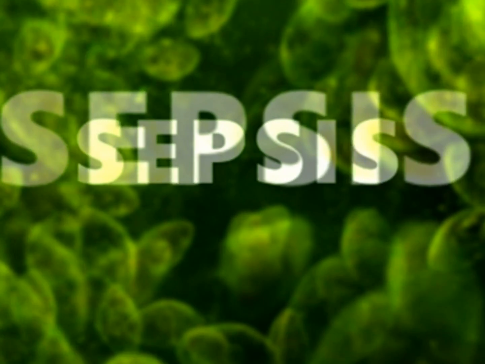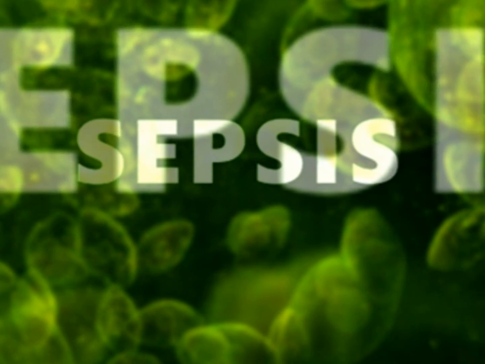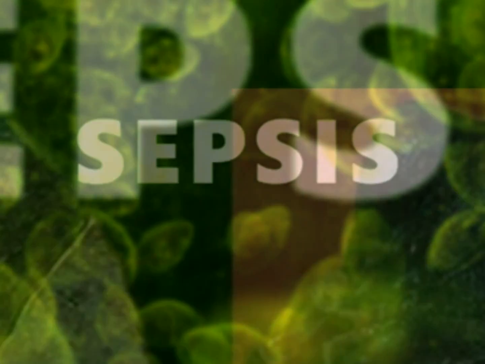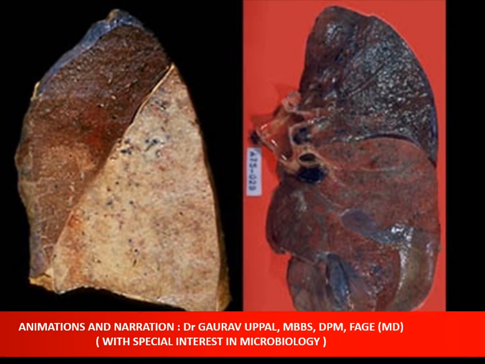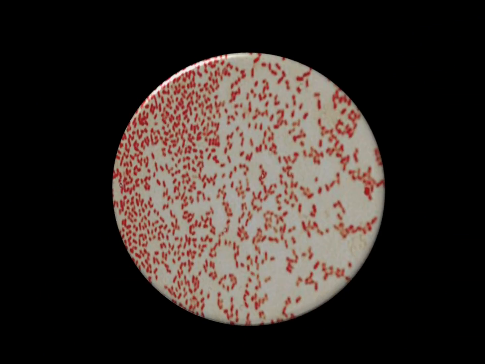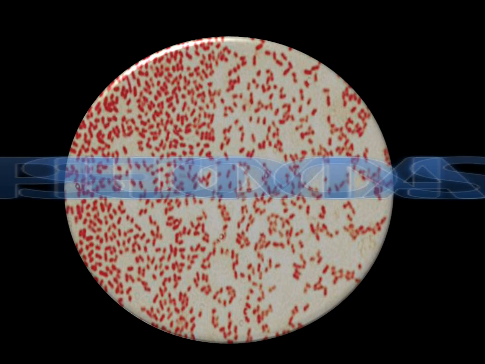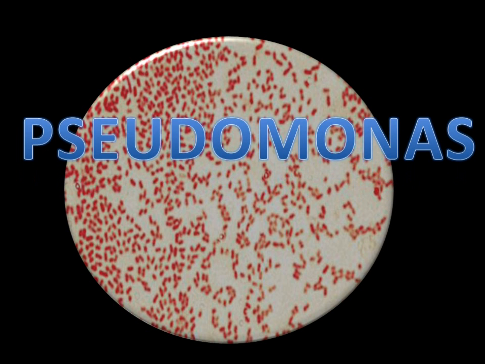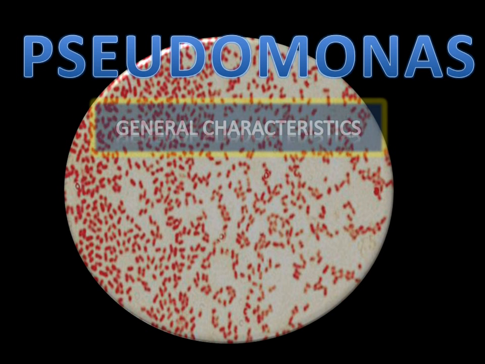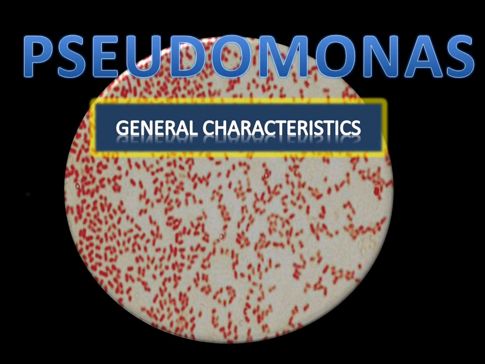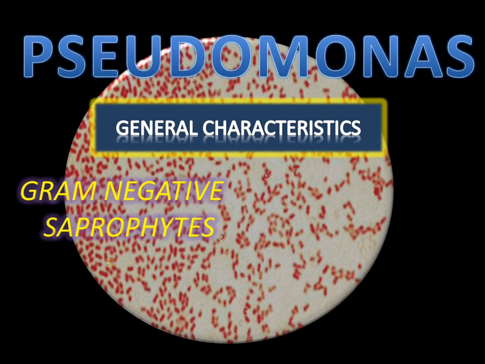They can cause sepsis. They can cause pneumonia. They are called the genus Pseudomonas. The most important among Pseudomonas is Pseudomonas aeruginosa. We shall discuss here certain general characteristics of Pseudomonas. They are gram-negative bacilli.